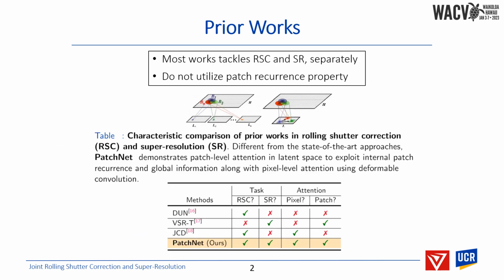Some works have tried to address the task of rolling shutter correction and super resolution independently. However, in this work, we address this task jointly by leveraging local pixel level attention using deformable convolution and exploit patch recurrence property using global patch level attention in the latent space.